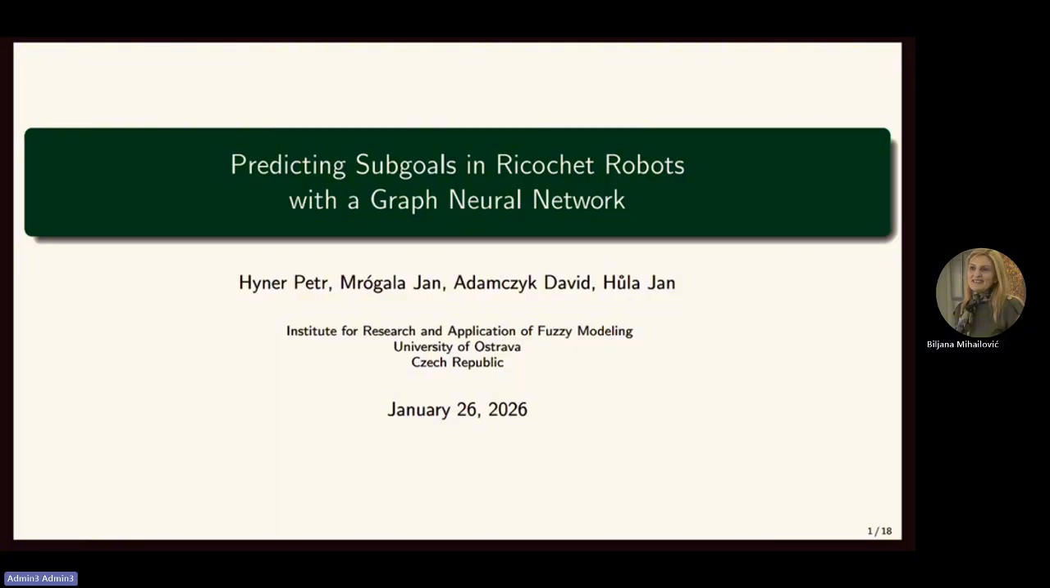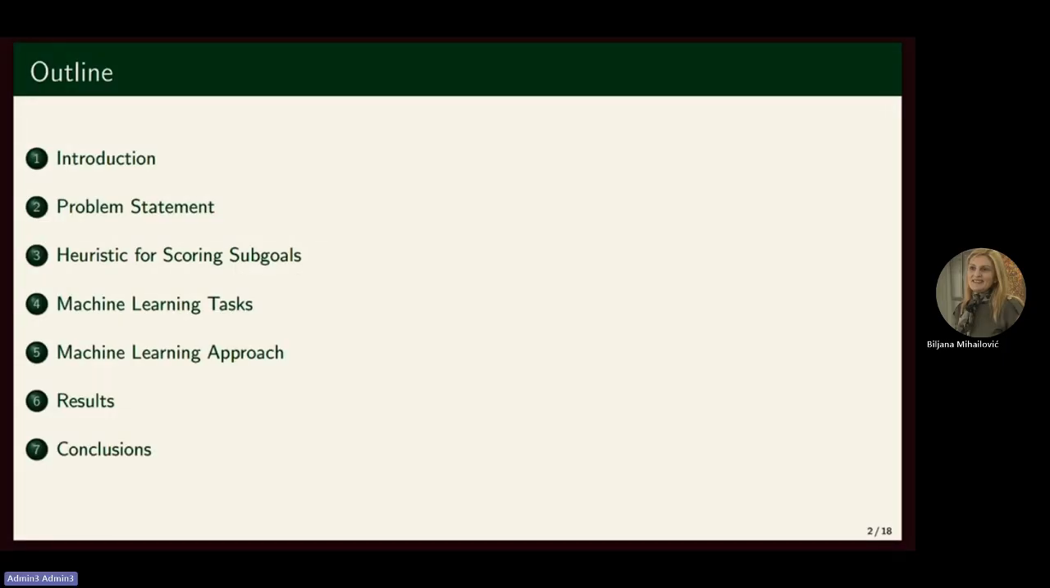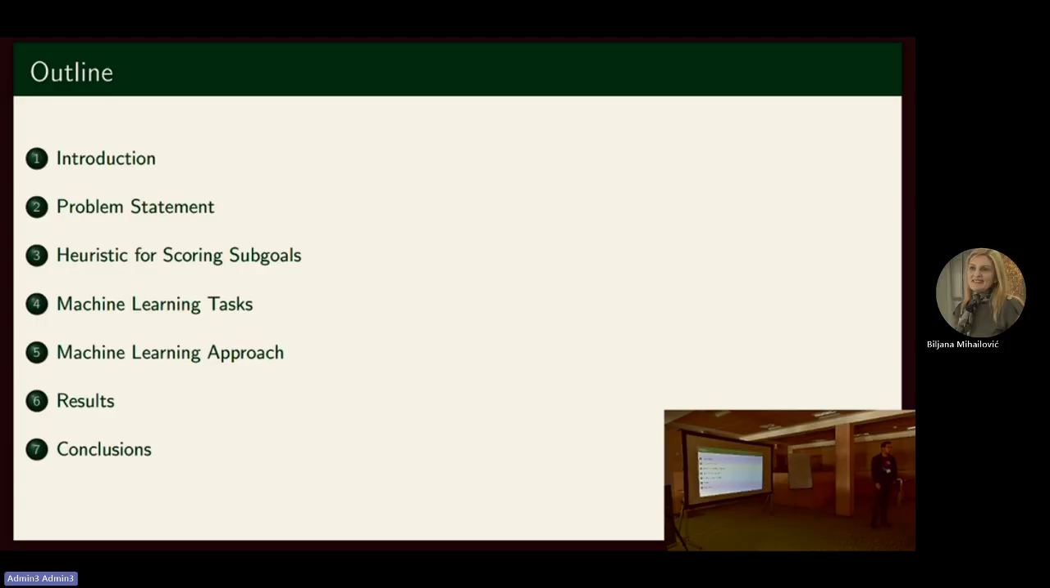I'm from the University of Ostrava, and I would like to present our work on using graph neural networks to predict subgoals in a logic game called Ricochet Robots. I will cover our motivation, the problem, our approach, experiments, and results.